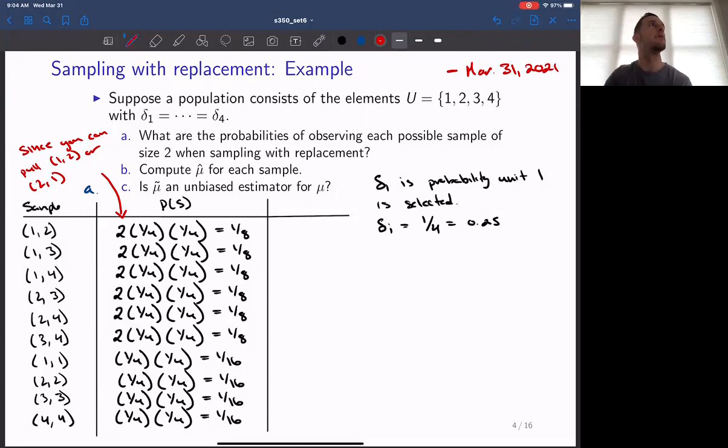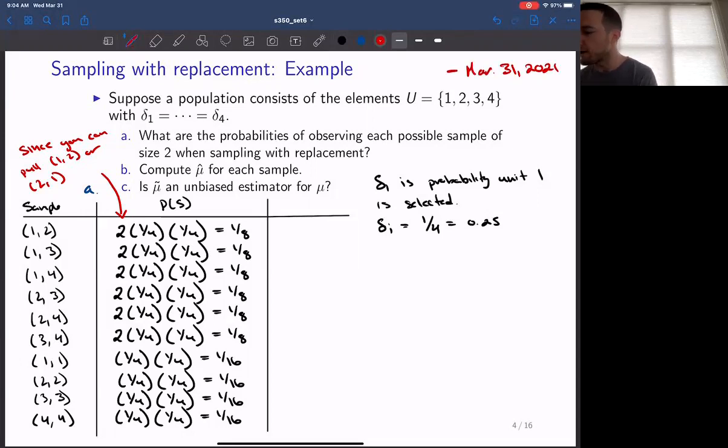Okay, so in this illustration, we are looking at an example of sampling with replacement from a population or a sampling frame. It should be sampling frame because that's what we define U to be, with 4 elements in it, 1, 2, 3, 4, and with equal probabilities of being selected. So the delta 1 through delta 4 are all equivalent. There's 4 elements, so that means that they're equal to a quarter, or 1/4.